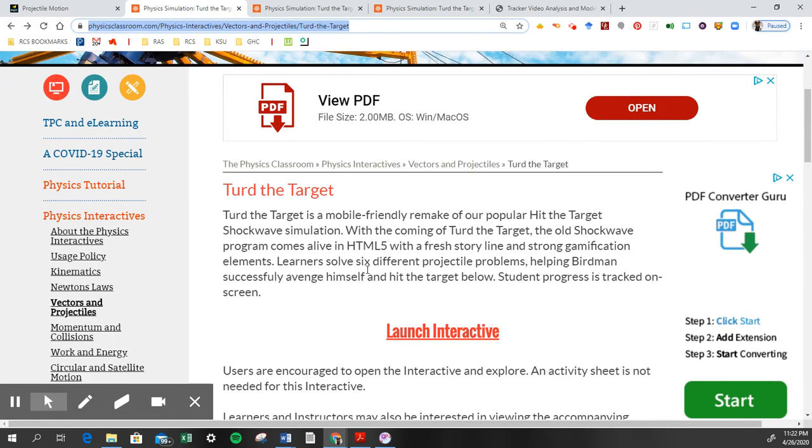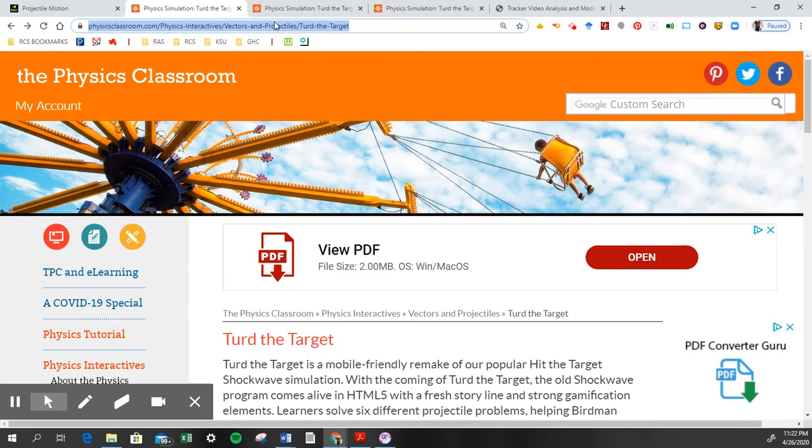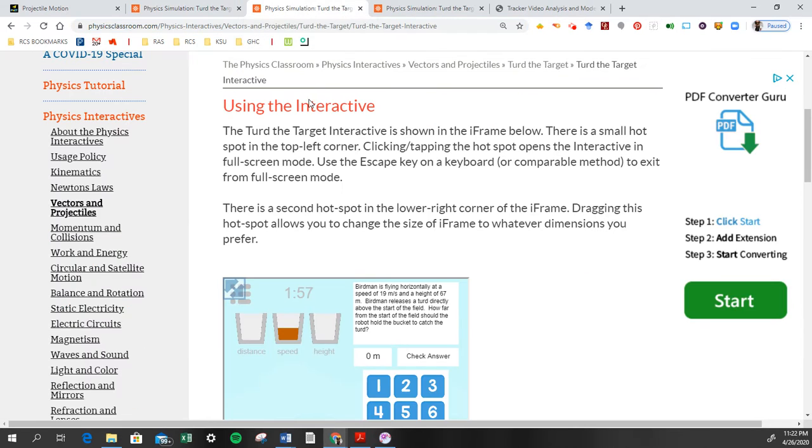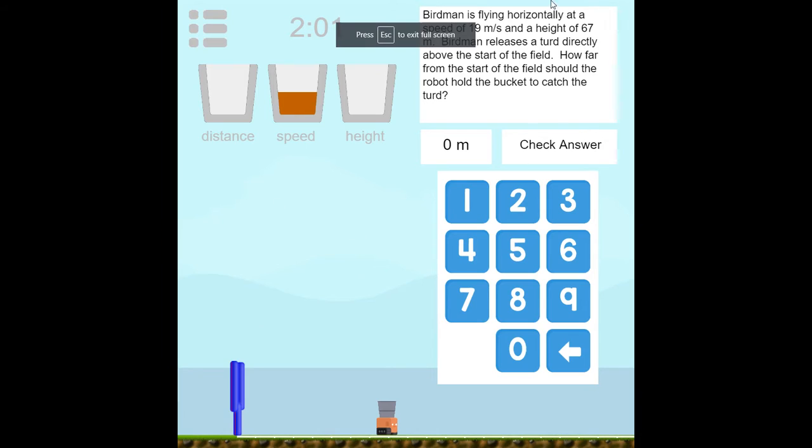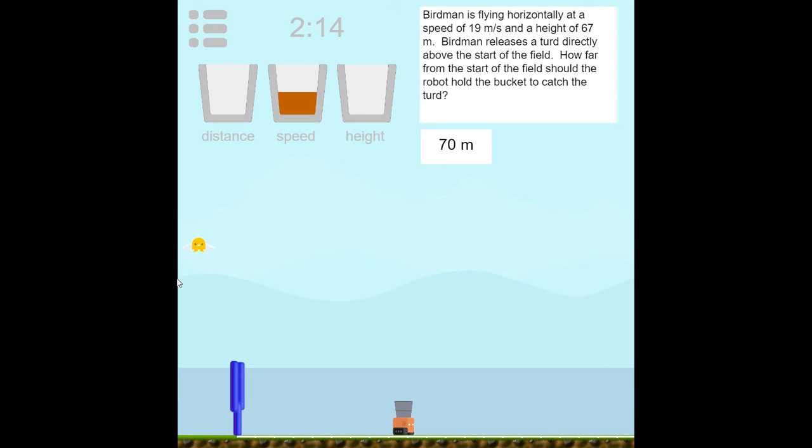They named this interactive Turd the Target, which on the one hand I kind of regret. On the other hand, they're teenagers and they seem to love that. But there is this simulation where I'm presented with a problem, and I have to tell the computer where I think it needs to place a bucket in order to catch the bird's poop. I have calculated this before turning the video on, so we're going to check my answer. The bird flies in, and if I did the math right, I catch his poop, and I don't know what this brown liquid is, and I probably don't want to know.